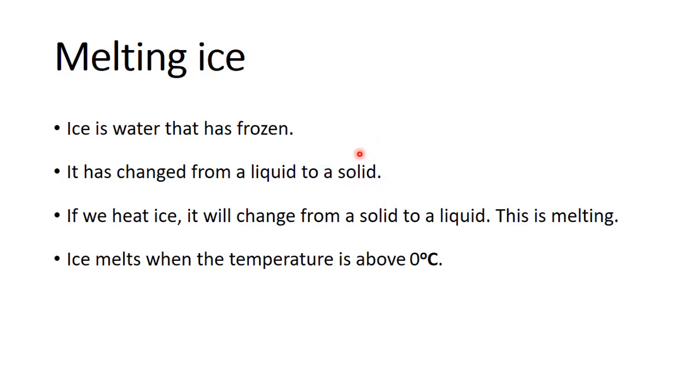If you heat, the ice will melt, and it will become what? A liquid. So that process is called melting. And the temperature at which the solid water, which is ice, is melting is called the melting point. So the melting point of ice is the same as the freezing point of ice, which is 0 degrees.